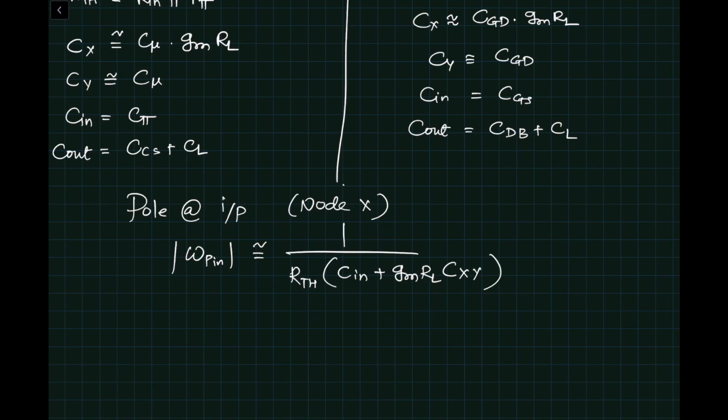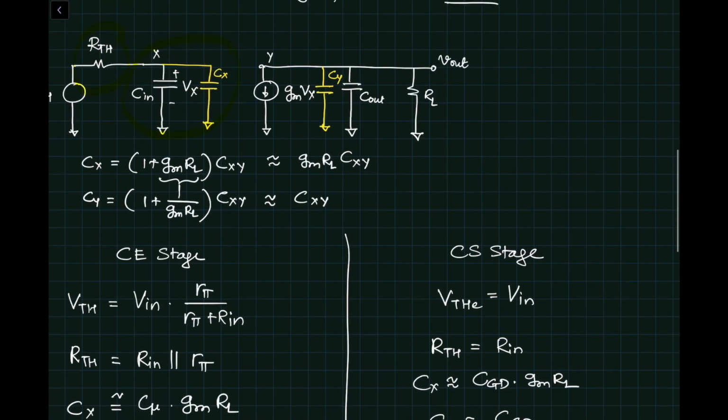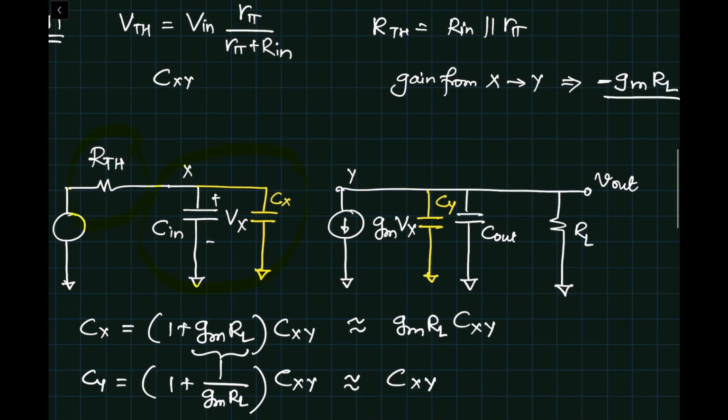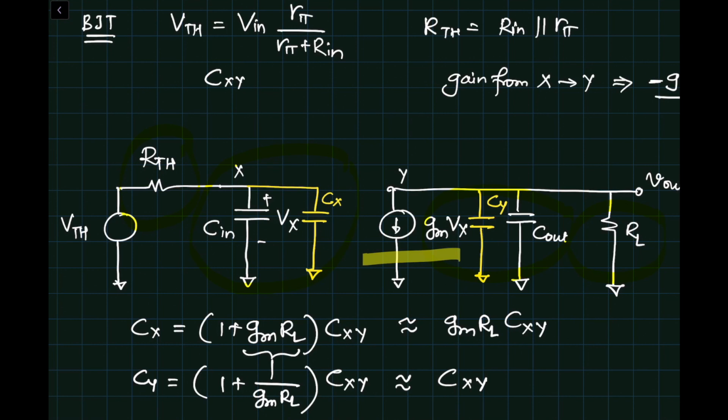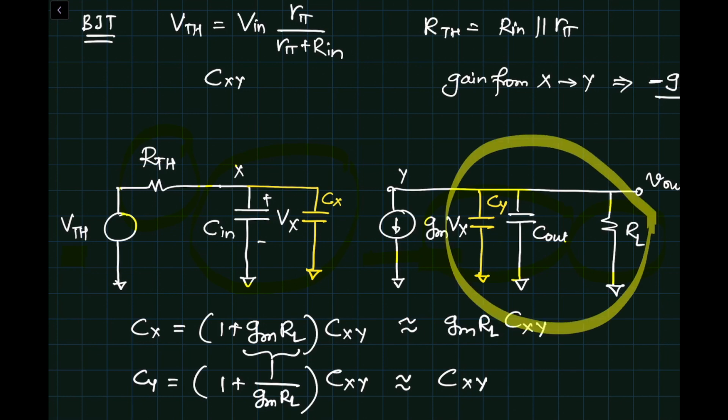We will also have another pole at the output. The resistance at the output is going to be RL, and we will have an equivalent capacitance due to this. You may wonder why I am ignoring this gmVX transconductance. When we are computing frequency response, we remove all the independent voltage sources by connecting them to ground. So if VTH goes to 0, then automatically this gmVX will also go to 0. So we will have only this part of the circuit which will come up with a frequency.